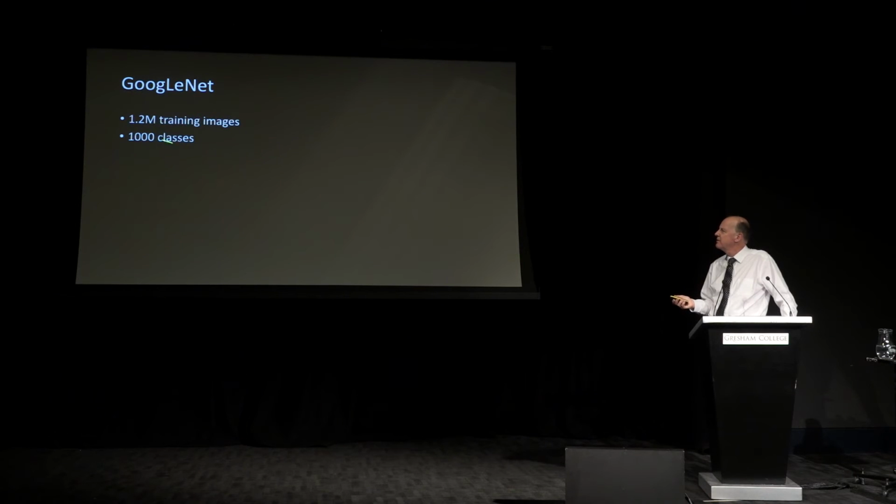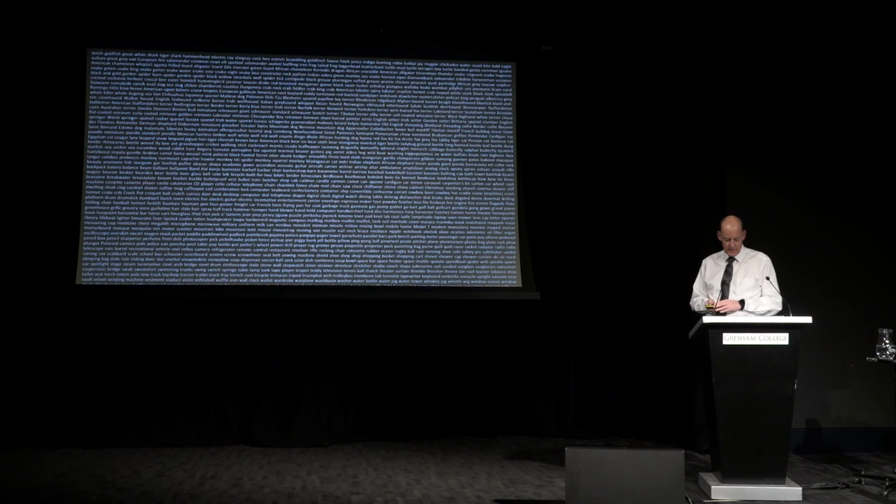This particular GoogleNet was an object recognition system, dates from about 2014, so it's not quite of the moment, but it's still pretty good. It has 1,000 classes, and it took 1.2 million images to train it. For those of you who are not sure what 1,000 classes look like, this is 1,000 classes, okay? And for those of you who are not blessed with the visual acuity of an eagle, let me just give you an example. So up here, black swan. Over here, dishwasher. Over here, bulletproof vest.